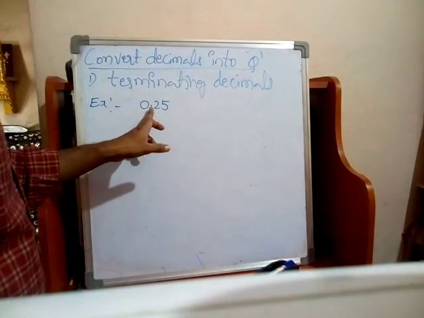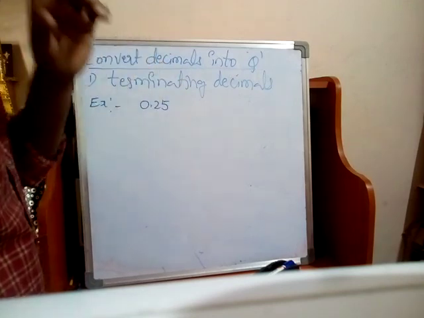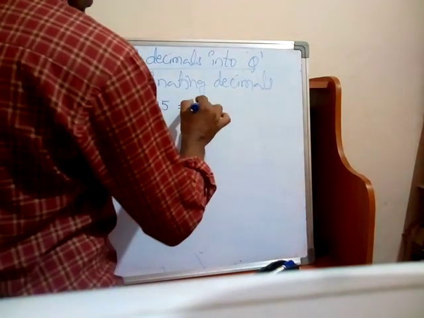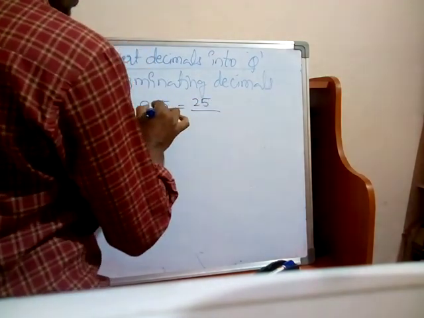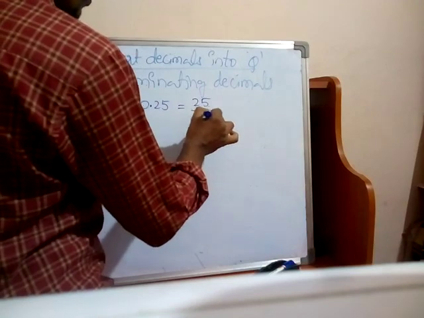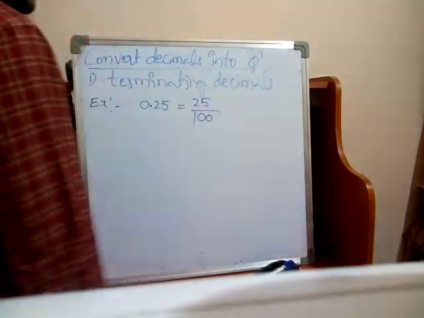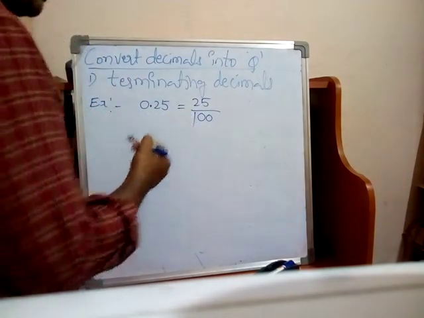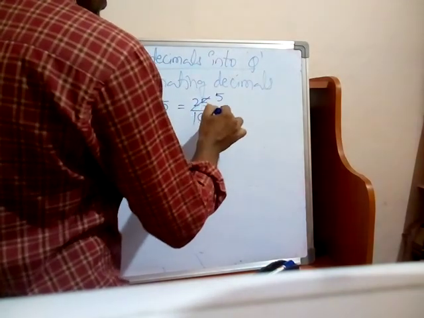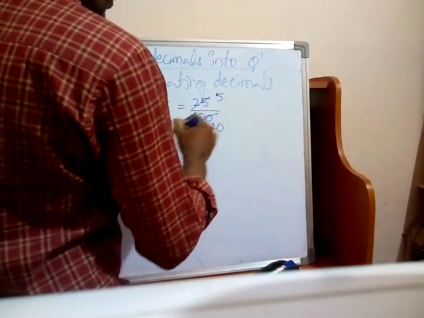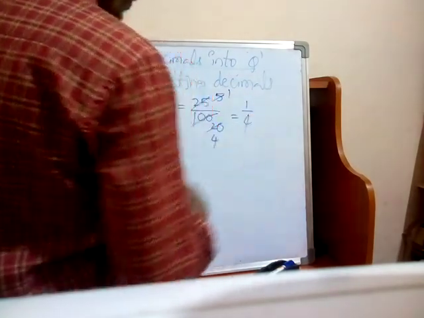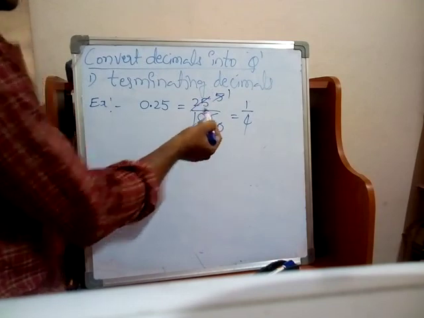Why? Because after the decimal point there are two digits, it is countable. So that's why that is a terminating decimal. How to express here? 25 by, after the decimal point how many digits are there? Two zeros. So if you remove the decimal, taken as 100, 25 by 100, that is a rational number. Now convert into standard form. 5 5s are 25, 5 20s are 100. Again 5 1s, 5 4s. So we get clearly 1 by 4. Or directly cancel: 25 1s, 25 4s.